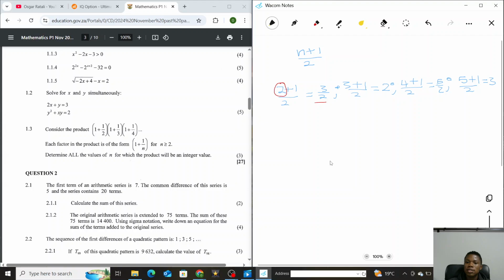Okay, therefore it means my n must be an odd number where n is greater or equal to 2. Yes, it is correct, because if you check, when you put your odd number here, which is 3, you can see that 3 is greater than 2, and when you put your odd number here, which is 5, you can see that 5 is greater than 2. So that is the end of the application.